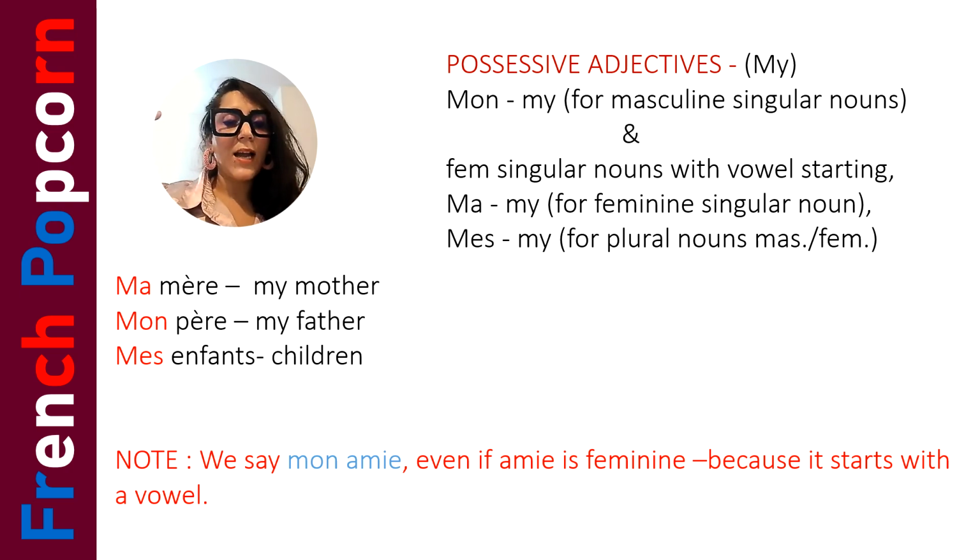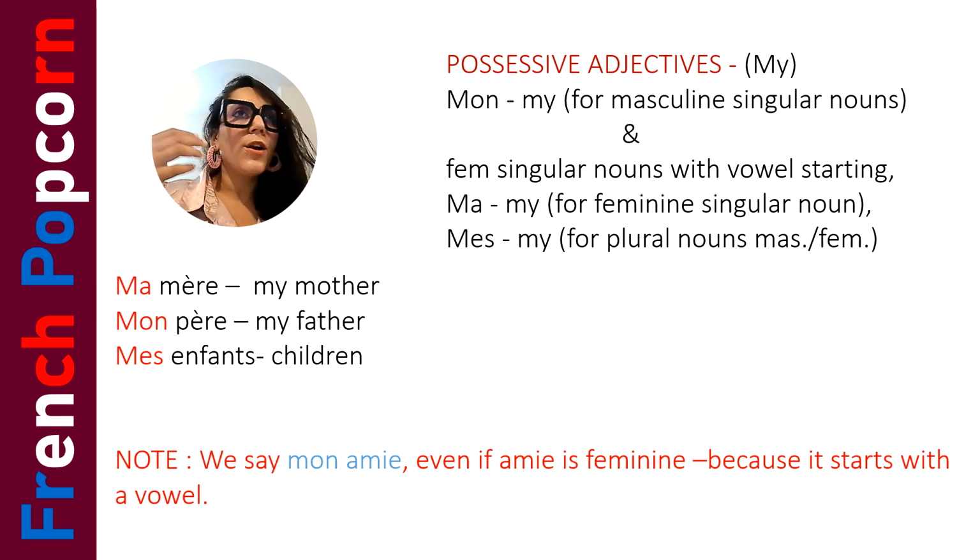We will talk about that later in the Telegram group with the pronunciation PDF. Ma is used with the feminine one. Okay, ma mère, my mother. That's feminine. For the plural, we have mes enfants, my children, because this is a plural one. Feminine or masculine, it doesn't matter.